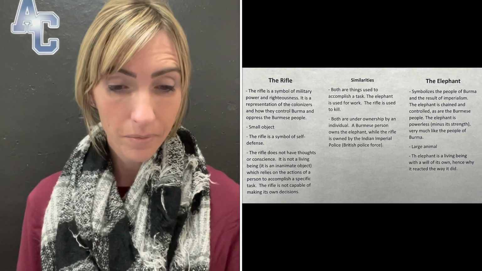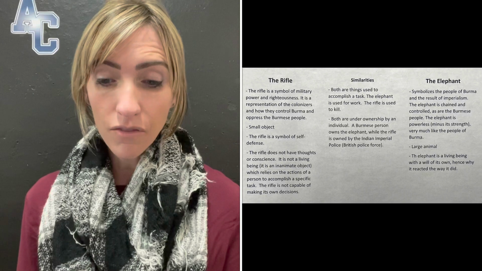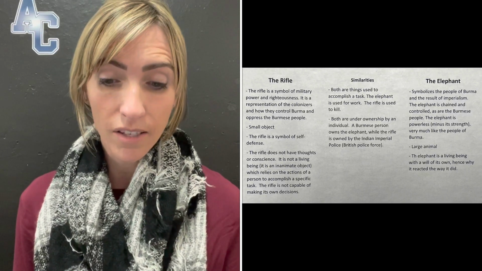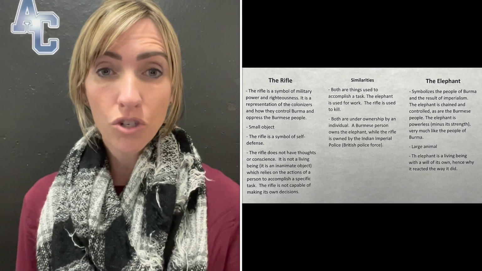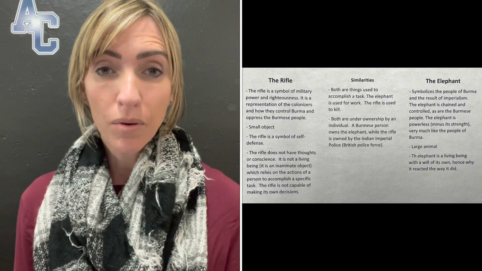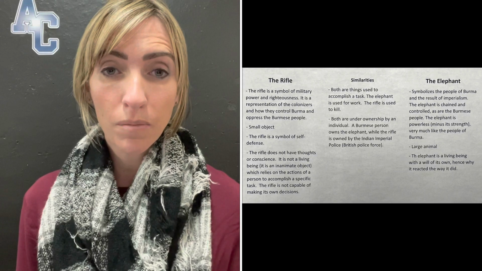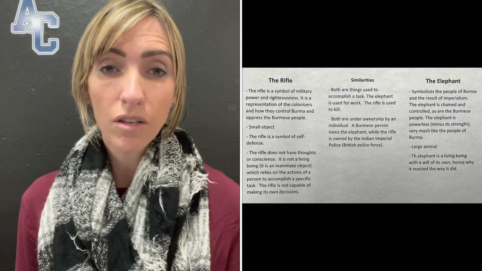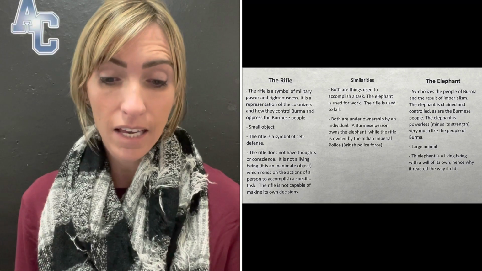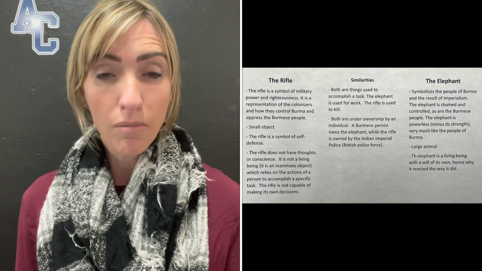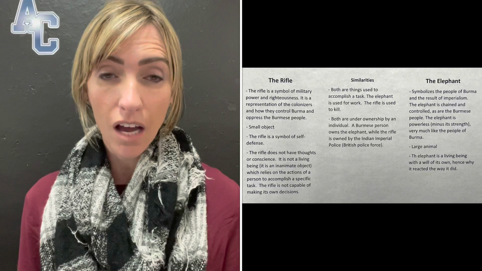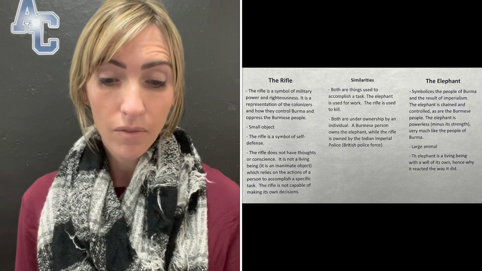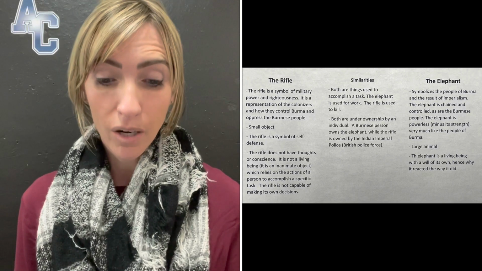The elephant symbolizes the people of Burma and the result of imperialism. The elephant is chained and controlled, as are the Burmese people. With that being said, the Burmese people are not essentially chained down, but they are totally controlled by the British, so they don't have a lot of say in anything. The elephant is powerless, minus its strength, so it does have its size working for it, but other than that, it doesn't hold a lot of power. Very much again like the people of Burma.